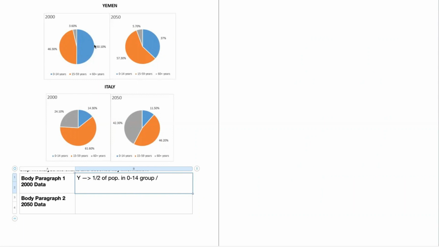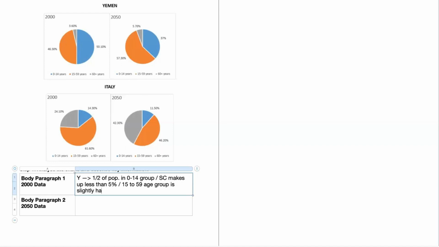Then I see that senior citizens actually made up less than 5% of this group. It's 3.60. And we don't have to be so specific when talking about numbers here. We could definitely say less than 5% because 5% is a good benchmark. So I'm going to say senior citizens, SC, makes up less than 5%. And then we see the 15 to 59 age group is slightly under half of population, because we see it as 46.30. Now, right away, I'm going to go into Italy.